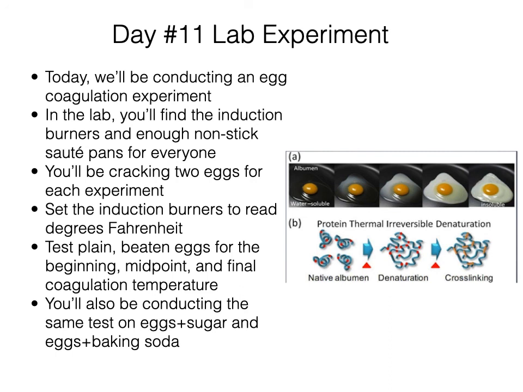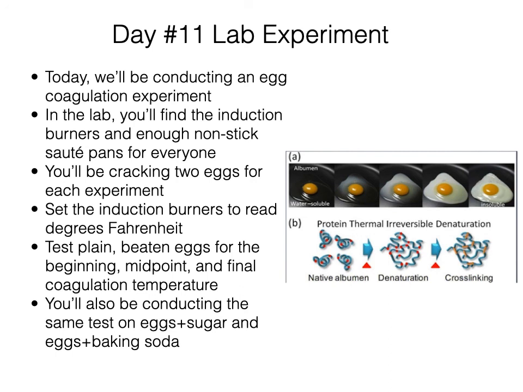To do this, you're going to use the induction burners in the lab, and we're going to set them to the Fahrenheit setting so that we can read the temperature that it's reading. Now, all of the induction burners are going to read slightly different temperatures. What you're going to document is what your induction burner reads. Don't worry about what other people's read. They may get a different reading. But what it's doing is it's trying to read the temperature of the pan that's on the glass on top of the induction burner. So crack 2 eggs for each experiment.